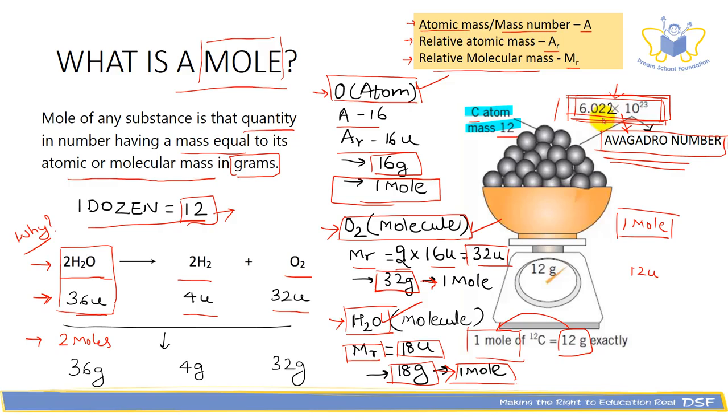When I split 2 moles of water, I'm going to get 2 moles of hydrogen molecule and 1 mole of oxygen molecule. Then that means I just need to weigh 36 grams of water, and I'm going to get 4 grams of hydrogen molecule and 32 grams of oxygen molecule.